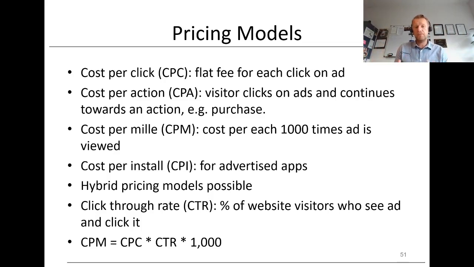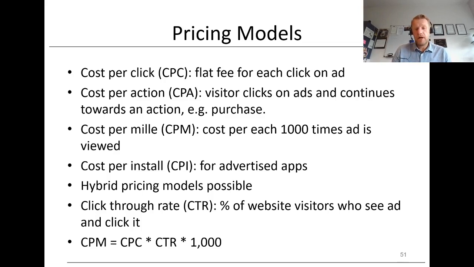There is also cost per mil impressions, right? The cost per each 1,000 times an ad is viewed. And for mobile apps, there's the CPI, the cost per install of an advertised app. So if you do advertising on mobile devices, for example, you can say, look, the advertiser only pays when his app is installed. That's the cost per install. And obviously, you can blend these schemes. You can have hybrid models and so on.